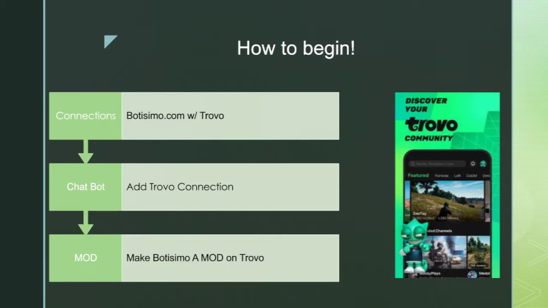First thing you're going to do is go to Botisimo.com, connect with your Trovo.live. Once you're in Botisimo.com, you want to go ahead and add a connection, and that connection will be specifically Trovo.live. Log in with your Trovo credentials. And as always with every chatbot, do not forget to make Botisimo a mod in your stream on your specified platforms. That goes for Trovo, YouTube, Twitch, Facebook, and DLive, as well as your Discord.